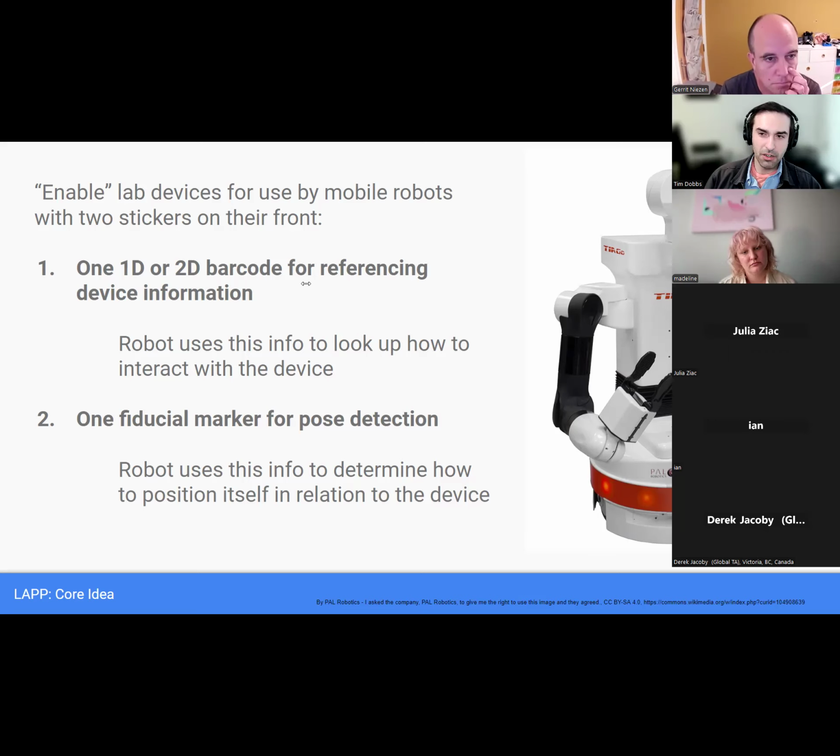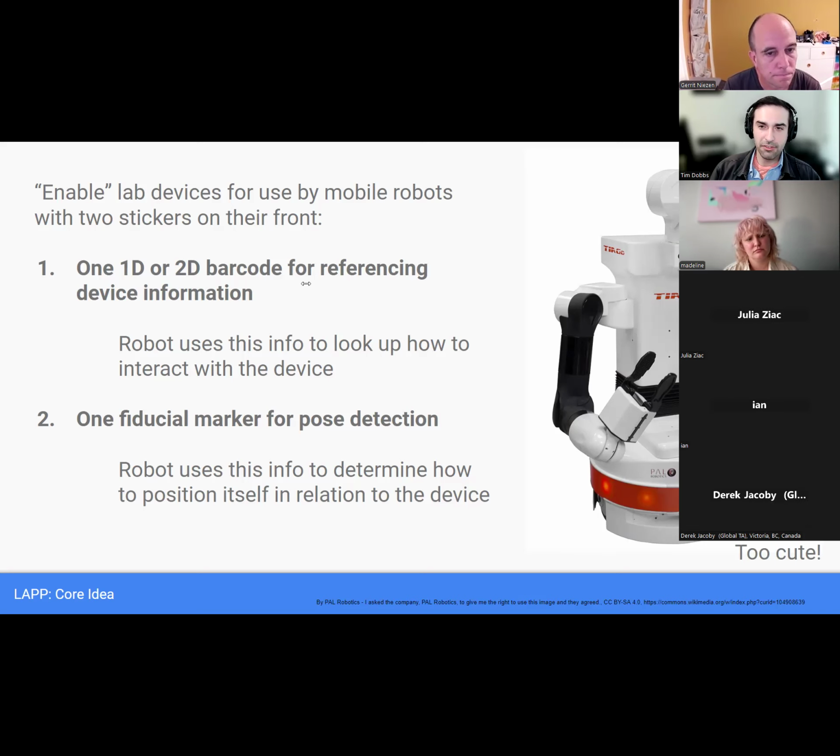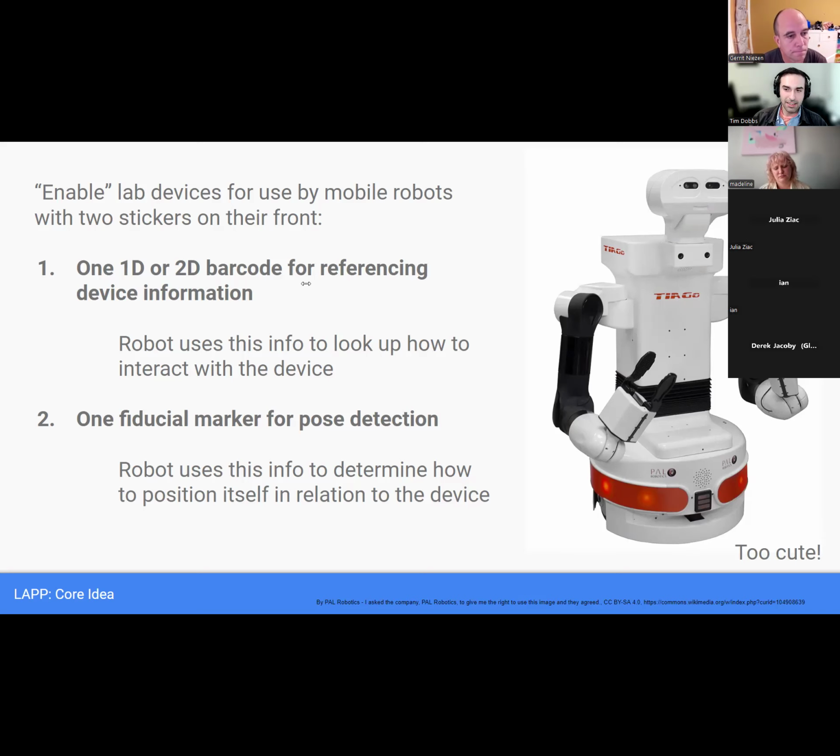Anybody familiar with fiducial markers? I'm not even sure I'm pronouncing it right, to be totally honest. Okay, I saw some nods, some shaking of hands. It's really interesting to see. I feel like we get switched experiences, which is great. It means we're all learning.